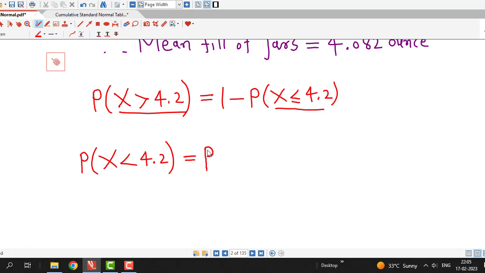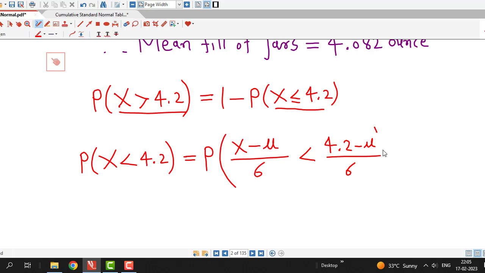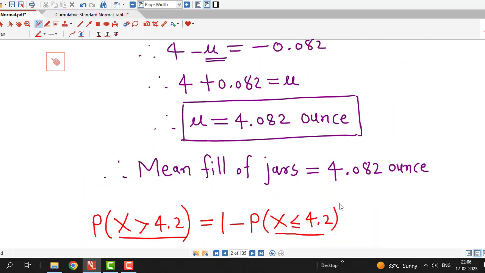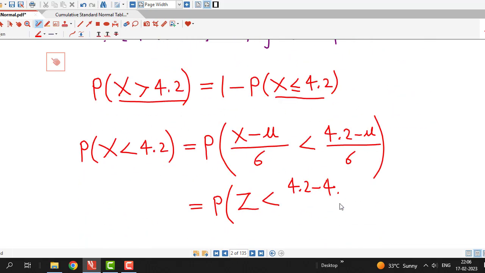So to find out this probability, I have to again standardize this random variable x. So I subtract mu and divide by standard deviation on both sides. 4.2 minus mu divided by standard deviation. This I can rewrite as probability that capital Z is less than 4.2 minus, we have obtained this value of mu which is 4.082, and I have to divide by sigma which is given as 0.04. Now I have to decide this value.